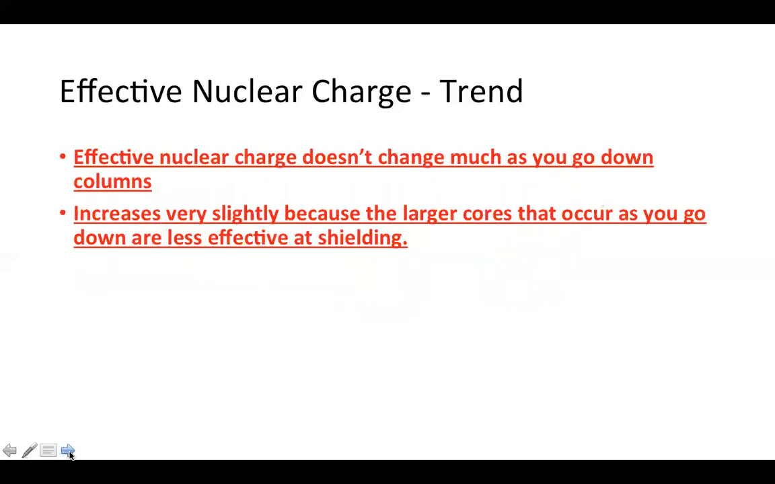Now, that's going across a period. Going down a group, the effective nuclear charge doesn't change that much. It does increase slightly because as we go down, the larger cores are going to be less effective at shielding, but typically we use effective nuclear charge to explain trends across a period.